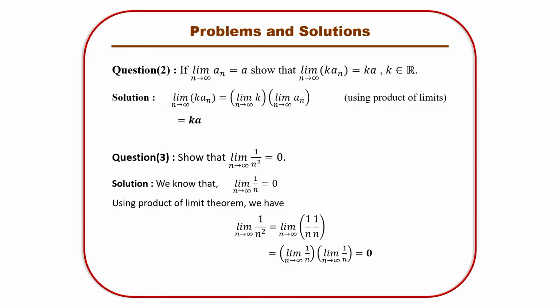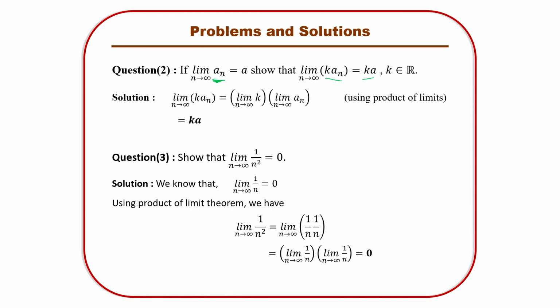Second problem, look at this problem. If limit of a_n is equal to a, then the limit of k into a_n is equal to k into a, for any constant k. We have to prove that if I multiply each term of the sequence by some constant k, then the limit point of that sequence is also multiplied by k. That is our problem. So we will use the algebra of limits.